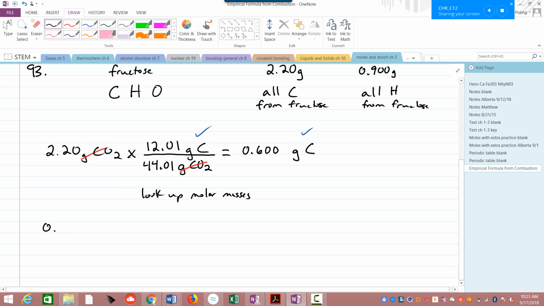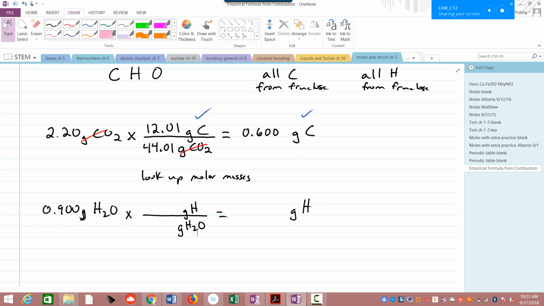So now we take our 0.900 grams of water, and we want to find grams of hydrogen from it. What are we going to do? Grams of hydrogen on the top and grams of water on the bottom. So, in H2O, how many grams of hydrogen are there? 2.02. And the mass of water is 18.02. So we get 0.101.